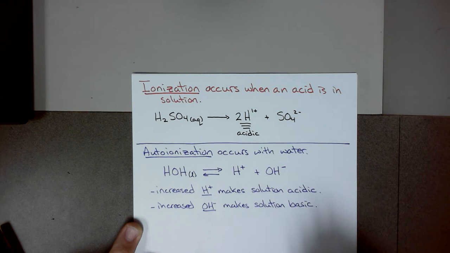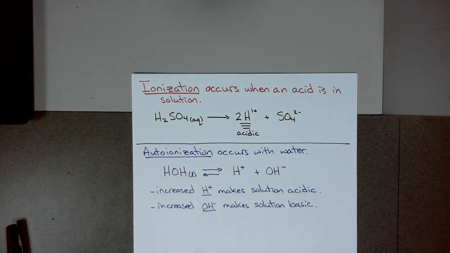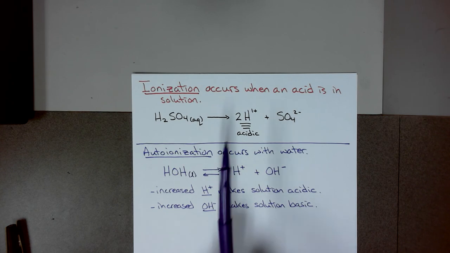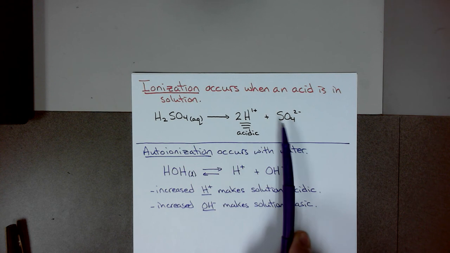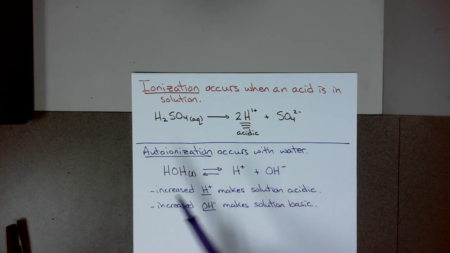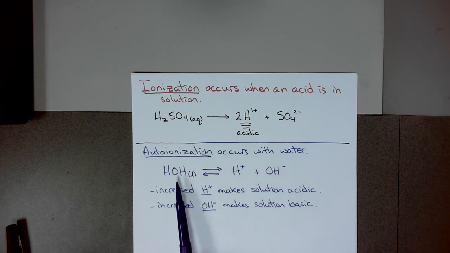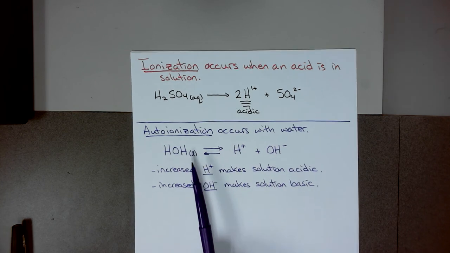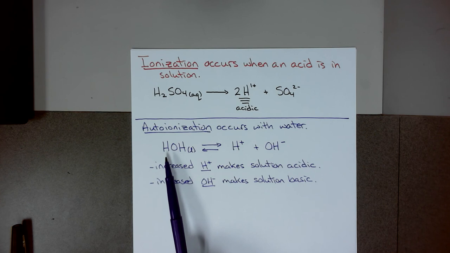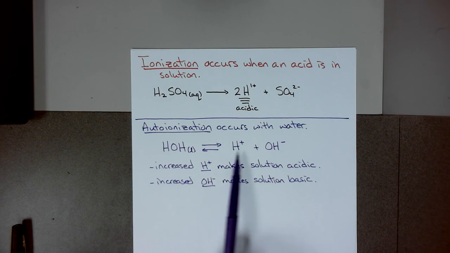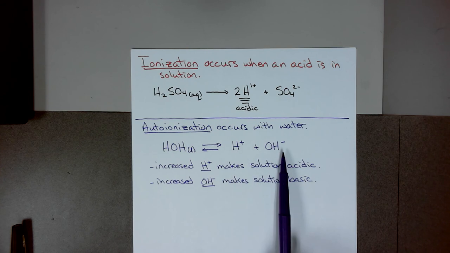Okay. So we have dissociation for ionic compounds. That's when the ions completely dissociate or separate from each other. We have ionization, which occurs in acids, and that's when an acid ionizes, or the ions separate from each other, the H+ and the anion. And then there's autoionization, which occurs with water. To a lesser extent, water will also ionize into H+ and OH-.